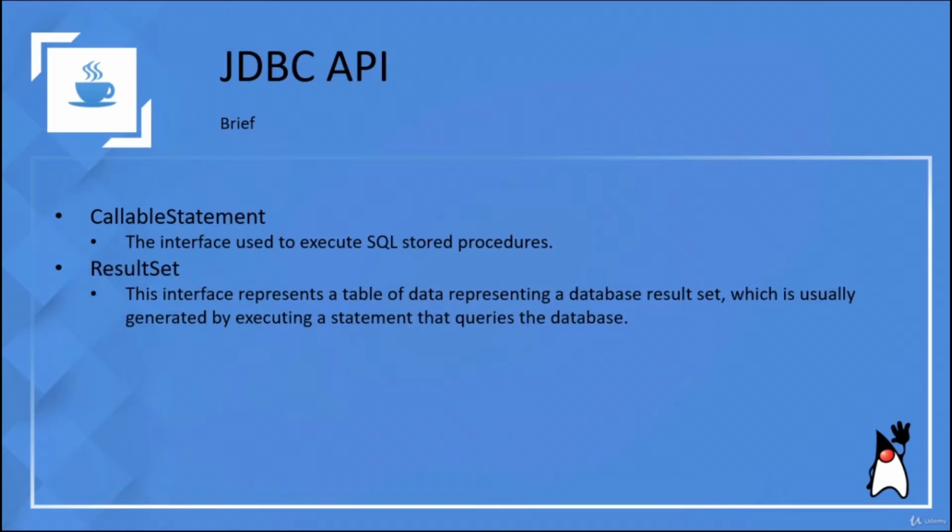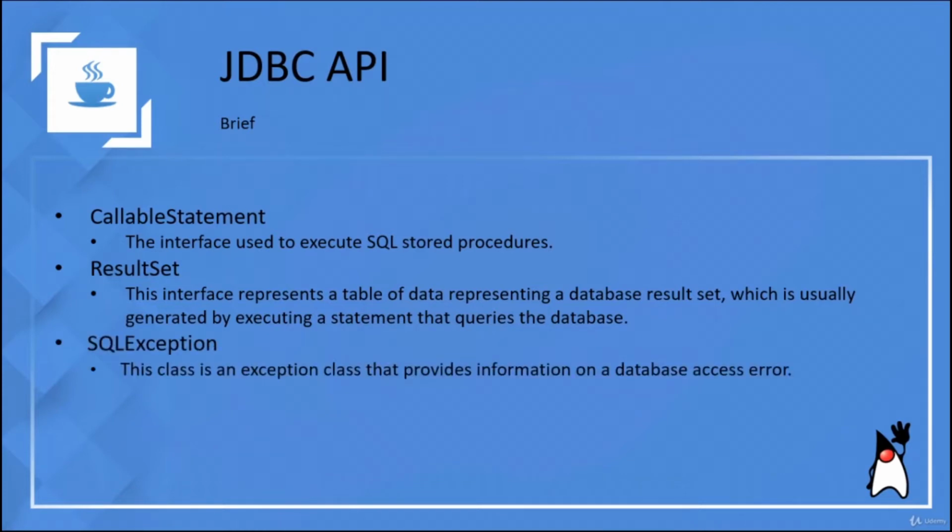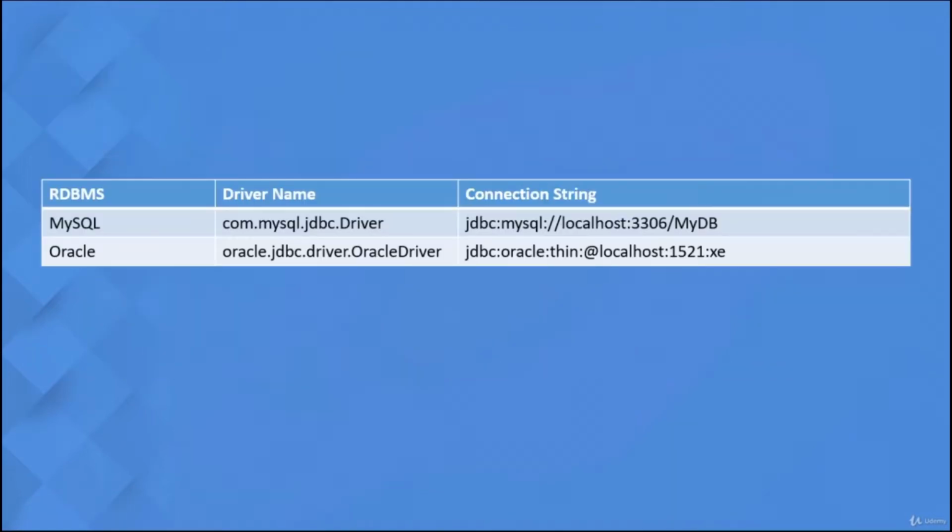In the same way we have the ResultSet interface which represents the result set object, and it is nothing but a cursor which holds the SQL query output generated by our query. Then we have the SQLException class to handle any SQL exception raised during our JDBC program. There is a long list of classes and interfaces available in this API, but we are focusing on specific classes and interfaces only. Here I have given a table which represents the driver name and connection string for MySQL and Oracle.